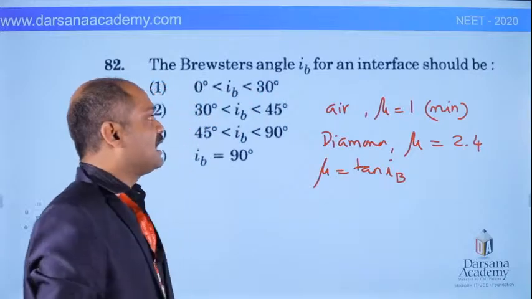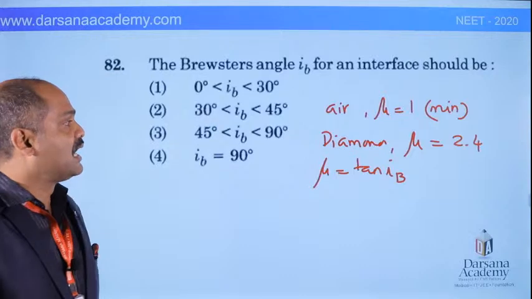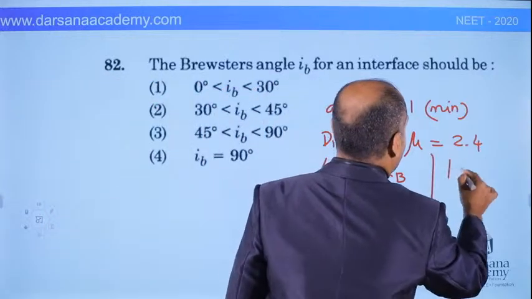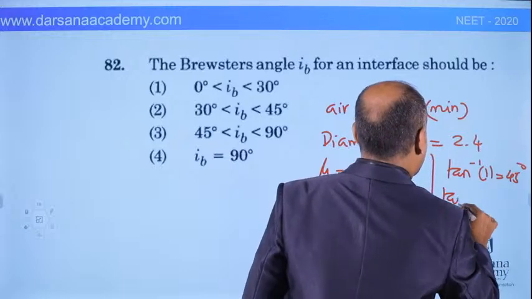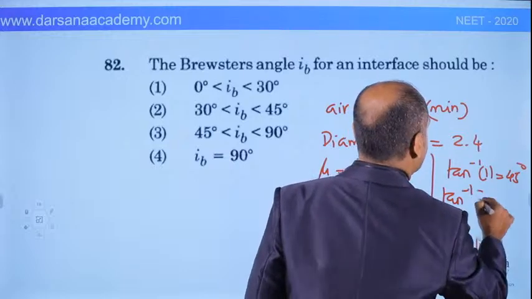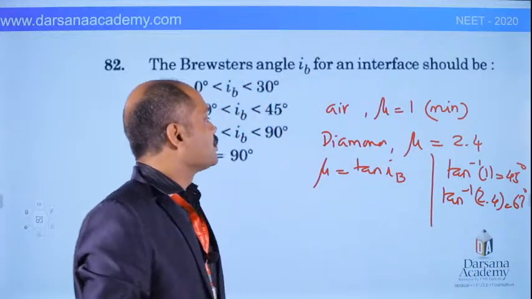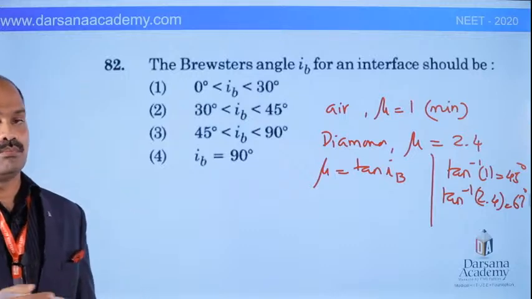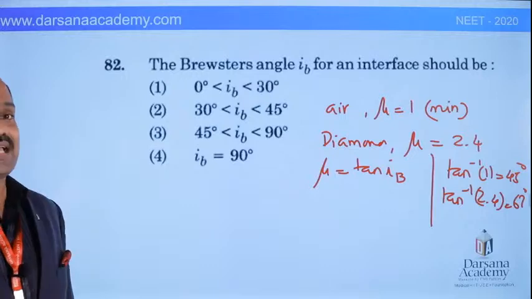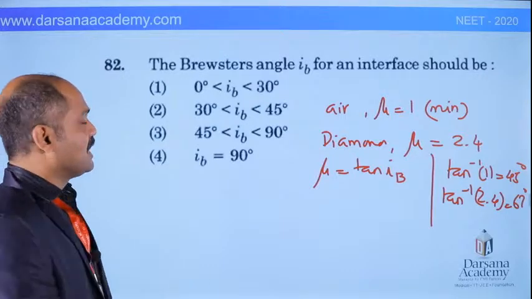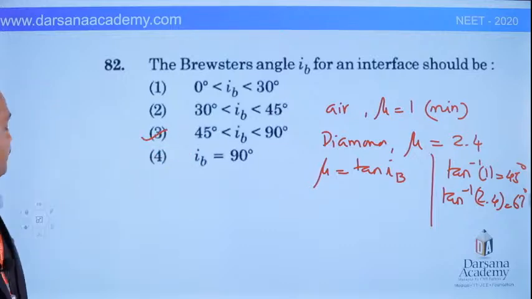Here, Brewster's law says mu is equal to tan iB. So tan inverse of 1 will be 45 degrees, and tan inverse of 2.4 is nearly 67 degrees. So the Brewster's angle cannot go beyond that. The better option is that Brewster's angle always lies greater than 45 degrees and less than 90 degrees. That is option number 3.